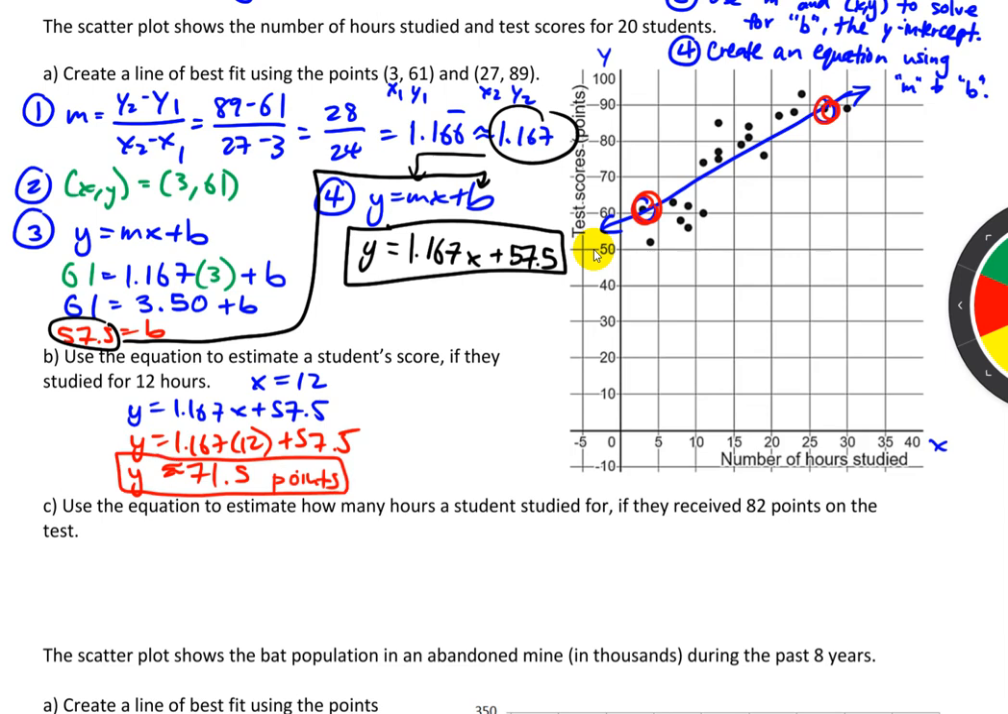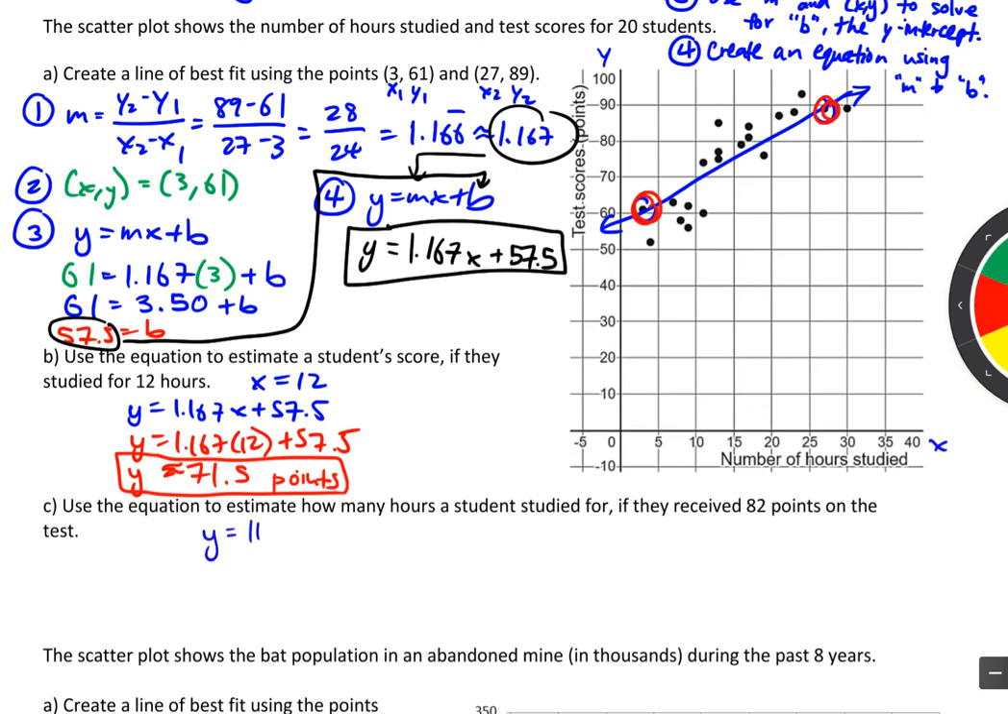Let's see if that makes sense. So let's see, this is about 12, about 71. Yeah, that's about right. Okay, and then letter C. It says use the equation to estimate how many hours the student studied for if they receive 82 points on the test. Okay, so this time we're using the same equation.